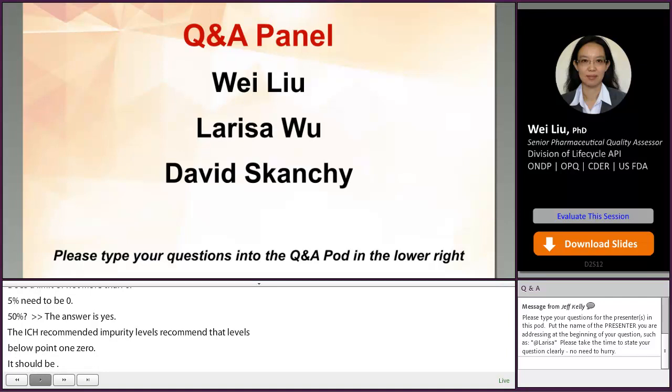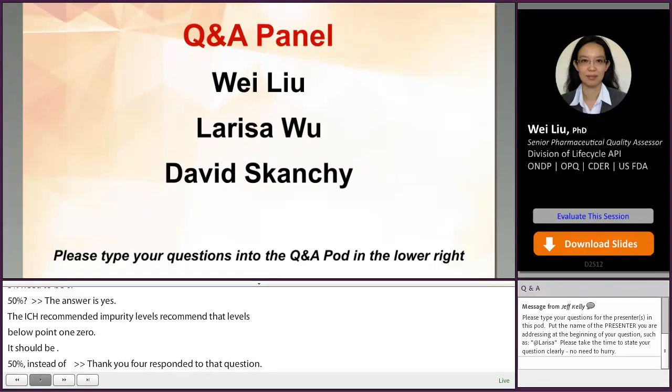On slide 18, what further control is recommended for impurity 5?